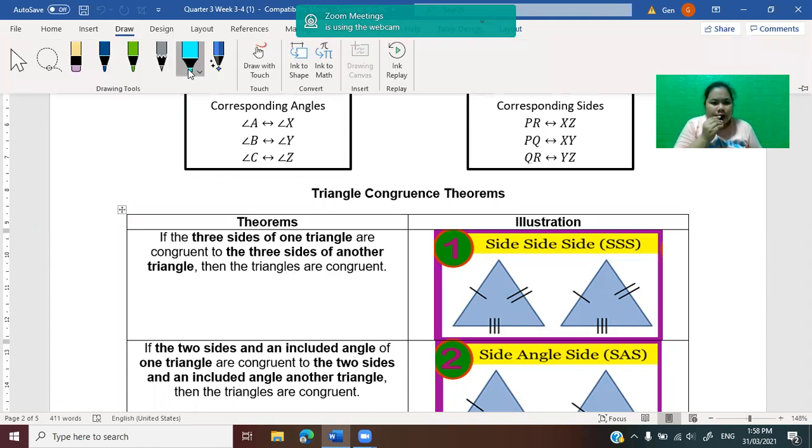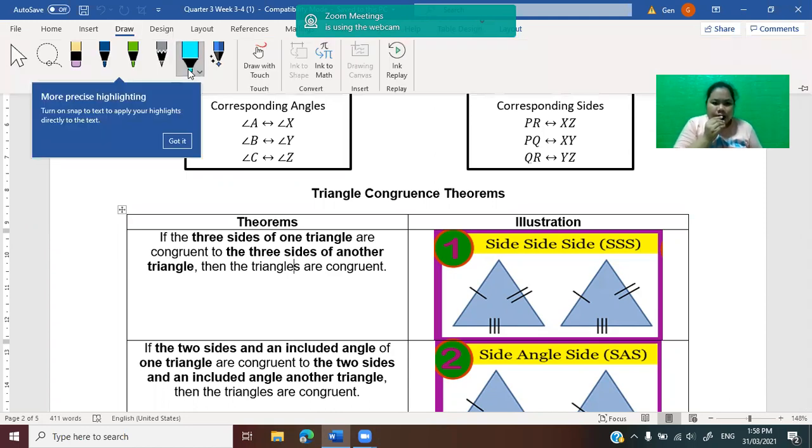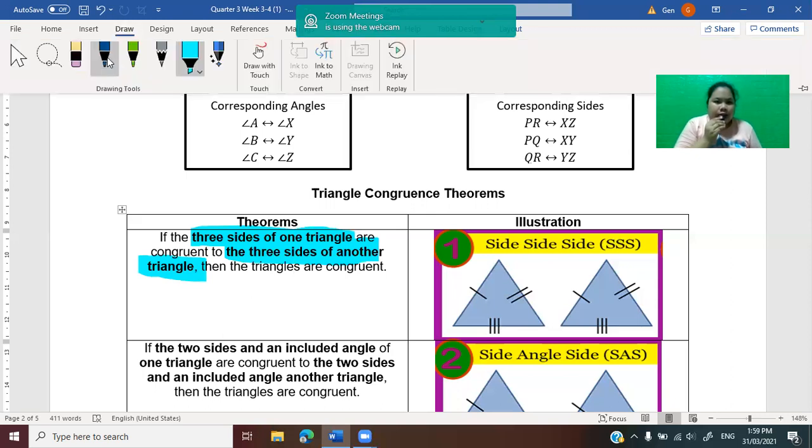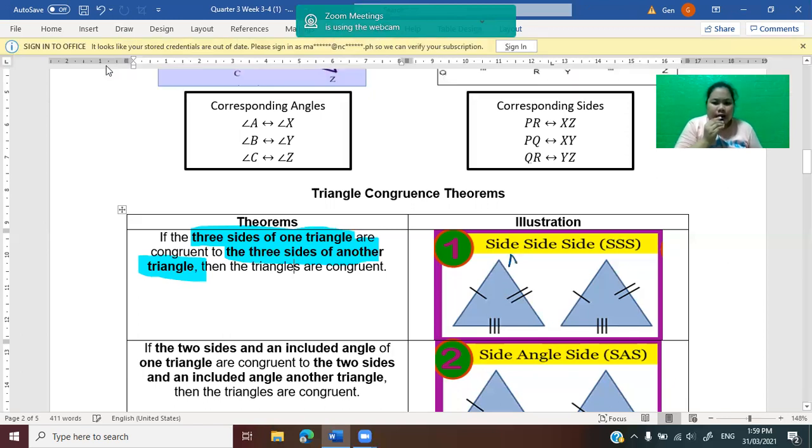So mag-highlight tayo. This theorem says that if three sides of one triangle are congruent to the 3 sides of another triangle, then the triangles are congruent. So that is side, side, side congruence theorem. So lagyan natin ng label. This is A, this is B, this is C, this is D, this is E, and this is F.